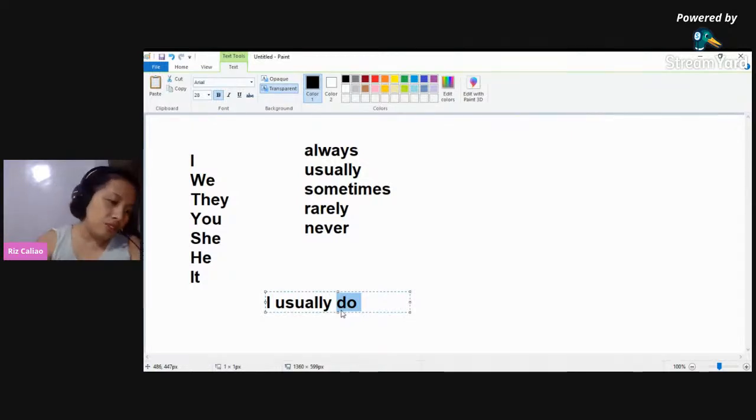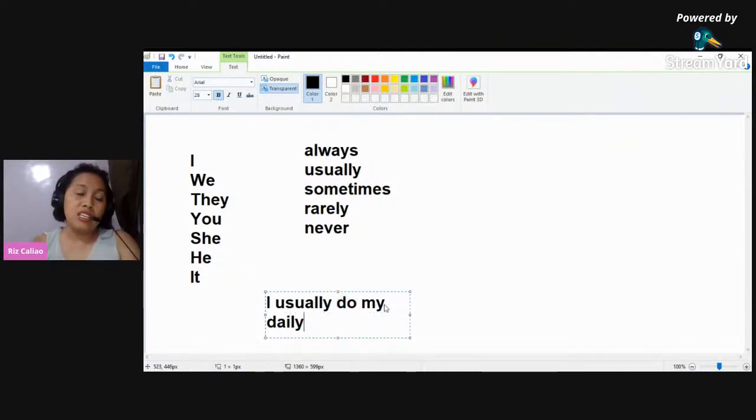I usually do. So you said, I usually do my daily. Instead of daily work, you can use daily chores. So you're working at home, so you can say, I usually do my daily chores. So yung chores na yon, yun yung mga gawain natin every day. Yung paglilinis, paghugas ng pinggan, pag-sweep ng floor, paglilinis ng bahay. We call them chores. Okay? Chores. So I usually do my daily chores.